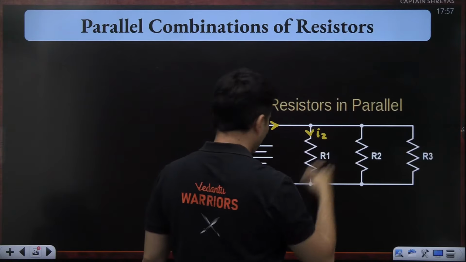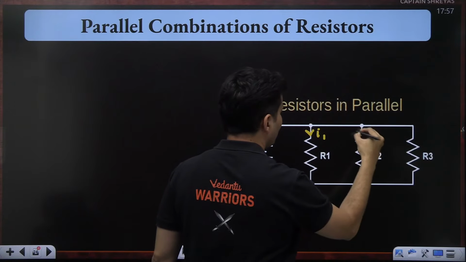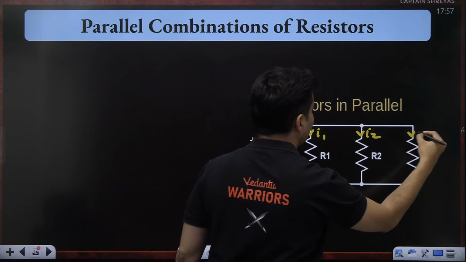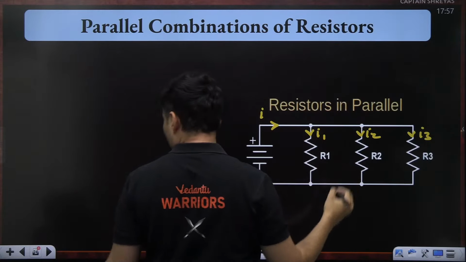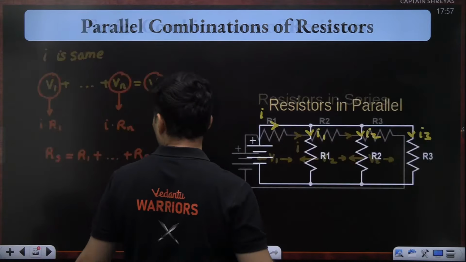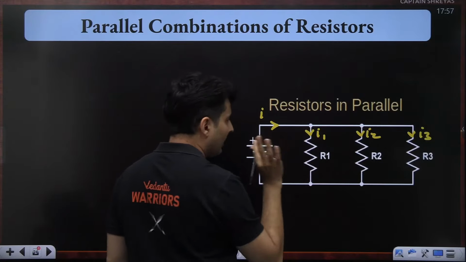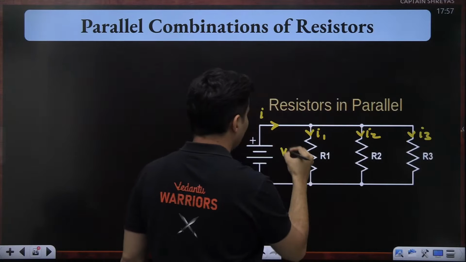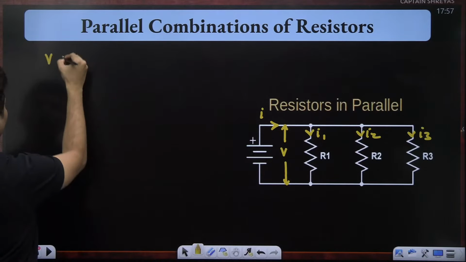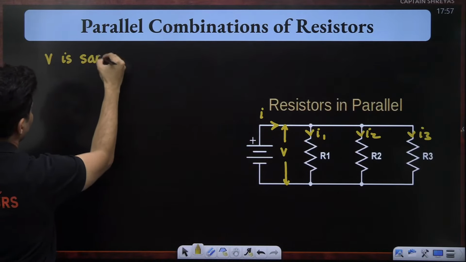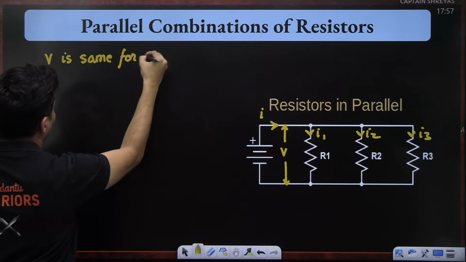into branches I1, I2, I3 like that. And what will be the same across all of them? Instead of current, it will be voltage. So it's the voltage which is the same across all of them. So the voltage is the same for all.